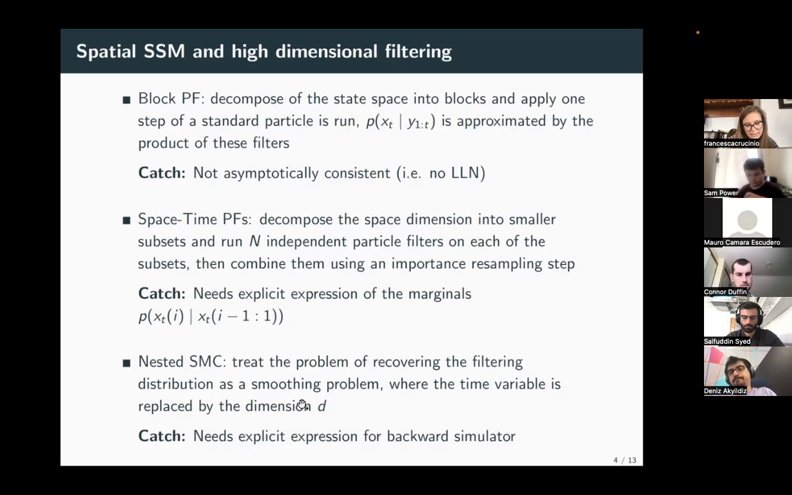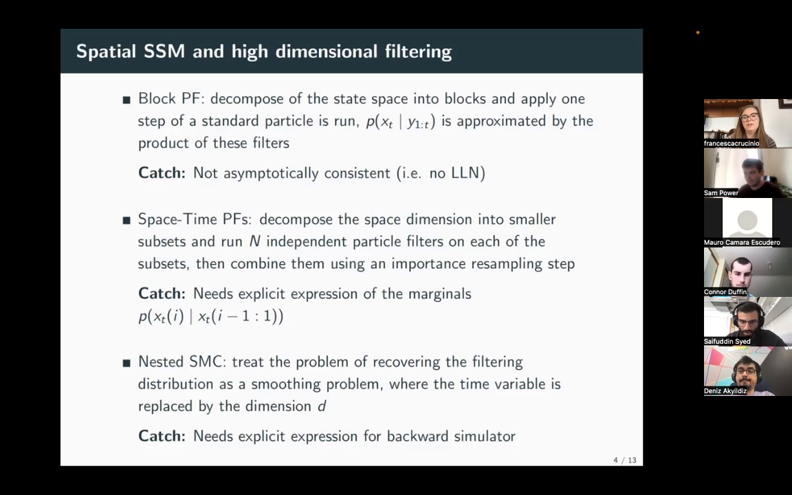And the last one I mentioned over here is nested sequential Monte Carlo, which, as the name suggests, uses two levels of sequential Monte Carlo to approximate a quantity that you don't know. And so they decompose the state dimension and apply a smoothing algorithm to it. So as I mentioned earlier, smoothing means we want to recover the distribution of x_1 to t. And so they replace this 1 to t, which in regular smoothing algorithms is time, with x component 1 to component d.